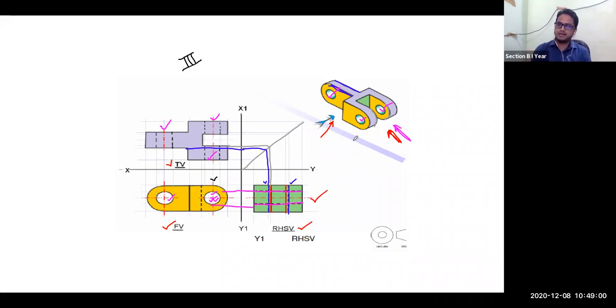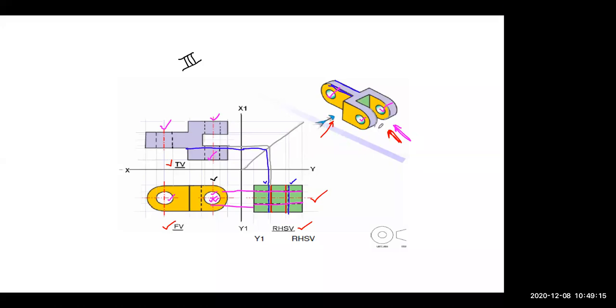So is this figure clear, or any doubt? If it is clear to all of you, please type in the chat box, clear, sir. If anybody has any doubt regarding any lines, you can ask me. Sir, how to represent the front hole with the right hand side view?